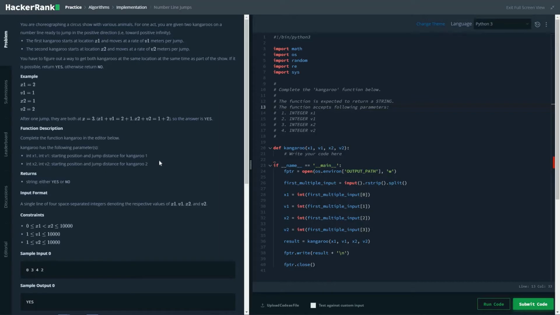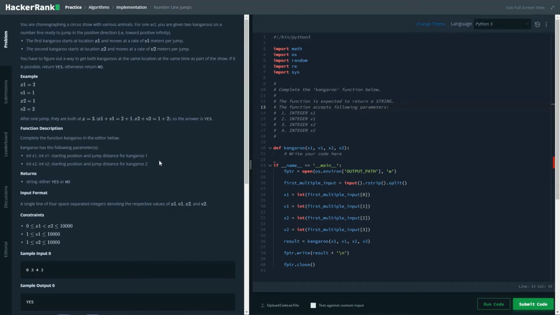Hi friends, today we are going to solve number line jumps from the algorithm implementation part. The given problem statement is you are choreographing a circus show with various animals. For one act, you are given two kangaroos on a number line to jump in the positive direction towards positive infinity. The first kangaroo starts at location x1 and moves at the rate of v1 meters per jump.